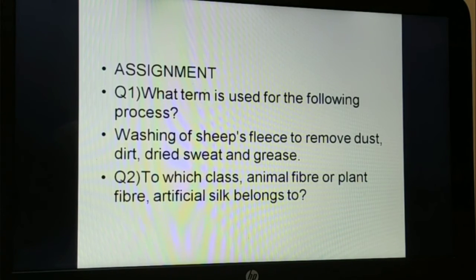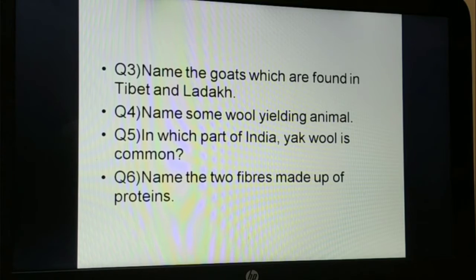So first question here: what term is used for the following process? Washing of sheep's fleece to remove dust, dirt, dried sweat and grease. Next question: to which class, animal fiber or plant fiber, does artificial silk belong? Next set of questions: name the goats which are found in Tibet and Ladakh.